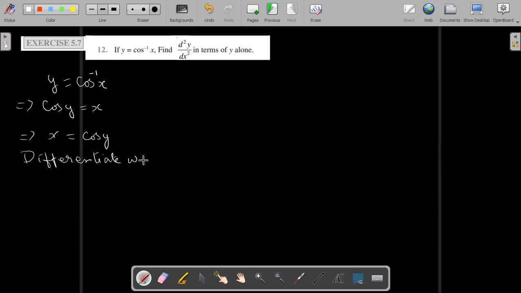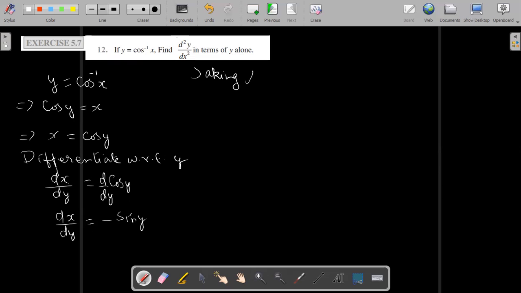Differentiate with respect to y. So dx by dy, because the right side is a function of y, is equal to d by dy of cos y, and the differential of cos y gives dx by dy is equal to minus sin y. Now taking the reciprocal, because we need dy by dx, it will become dy by dx is equal to minus 1 by sin y. And this sin y we can take to the numerator, so we got dy by dx is equal to minus cosec y.